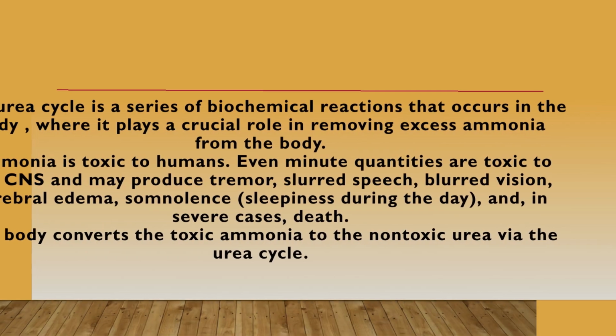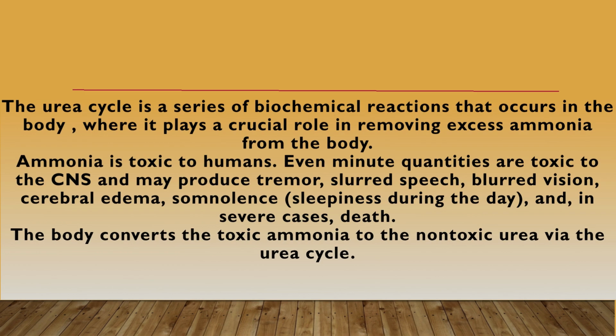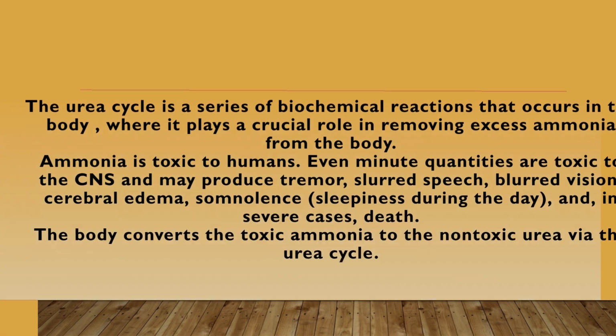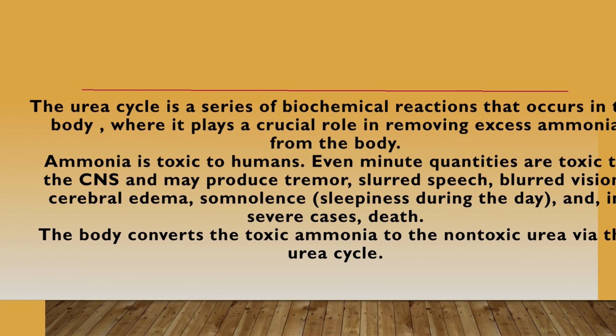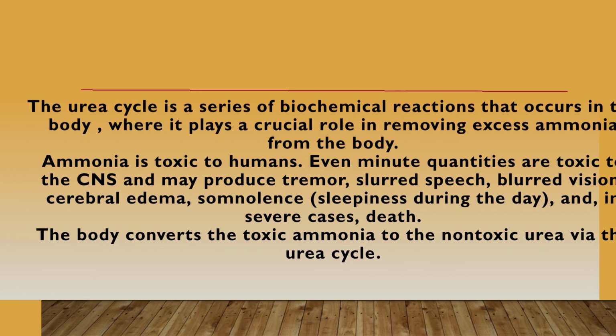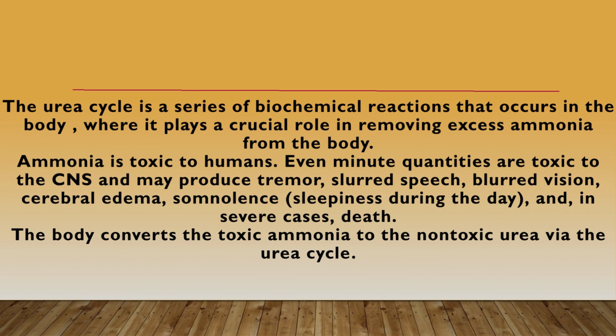The urea cycle is a series of biochemical reactions that occurs in the body, where it plays a crucial role in removing excess ammonia from the body. Ammonia is toxic to humans. Even minute quantities are toxic to the CNS and may produce tremor, slurred speech, blurred vision, cerebral edema, somnolence, that is, sleepiness during the day, and, in severe cases, death. The body converts the toxic ammonia to the non-toxic urea via the urea cycle.